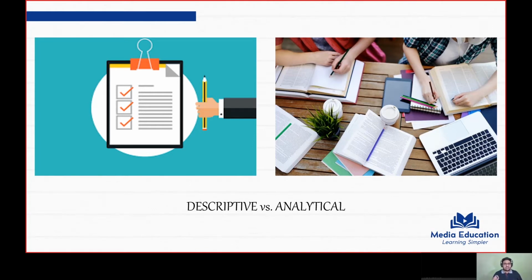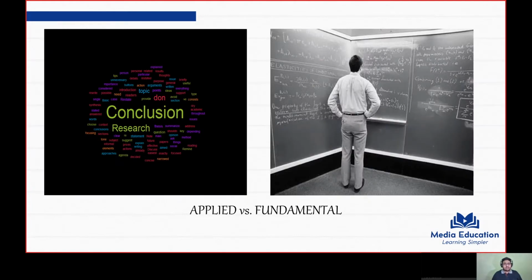In analytical research, on the other hand, the researcher has to use facts or information already available and analyze these to make a critical evaluation of the material. The analytical research usually concerns itself with cause and effect relationship. Fundamental versus applied research. Fundamental research is mainly concerned with generalizations and with the formulation of a theory, whereas applied research aims at finding a solution for an immediate problem facing a society or a business or an organization.